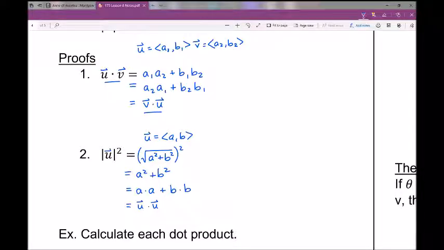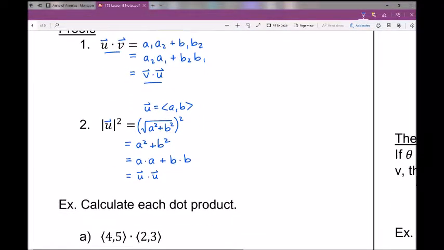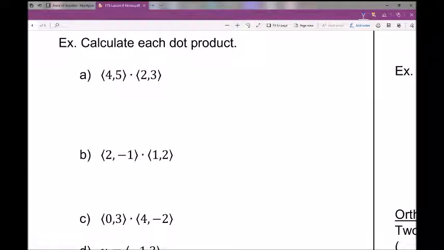and that is why that property holds true. Okay, so that's just a few little proofs for you to get you into that mindset. So now let's practice by calculating each of the following dot products.